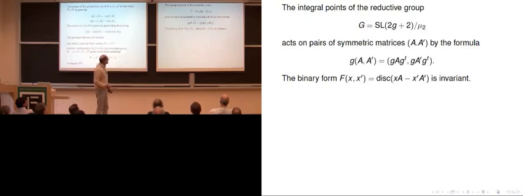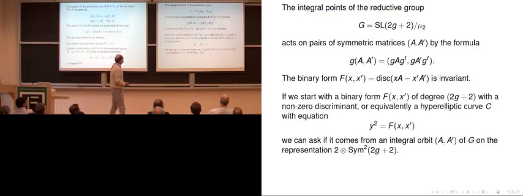So I have a group action on a representation. It's the 2 times 2 copies of the symmetric matrices of degree 2g plus 2. Really, you have a larger group acting. You should have the group SL2 acting here and SL2g plus 2 acting here. But we're just going to do just the SL2g plus 2 action.